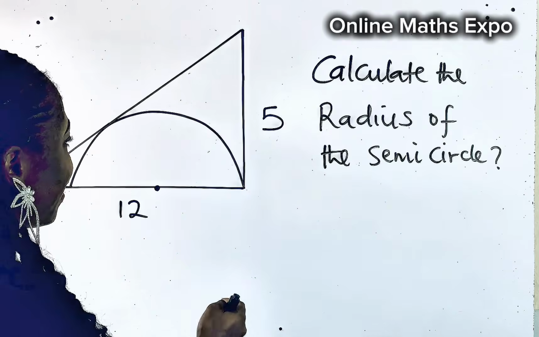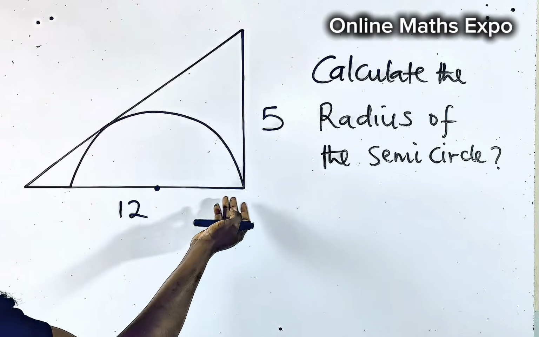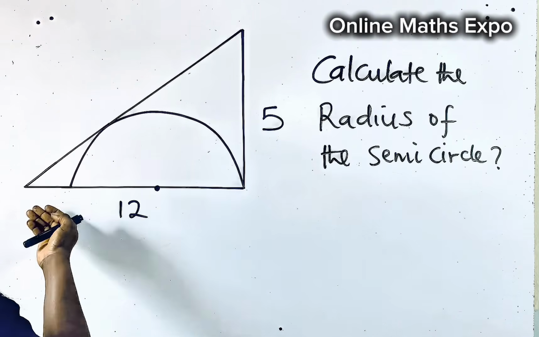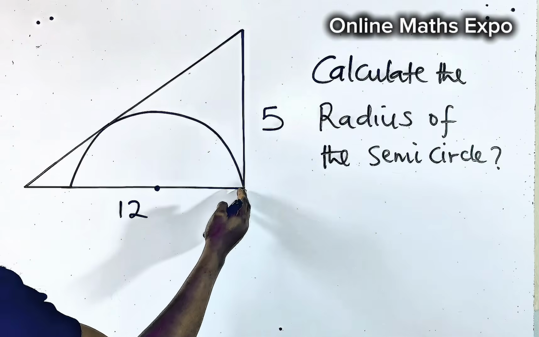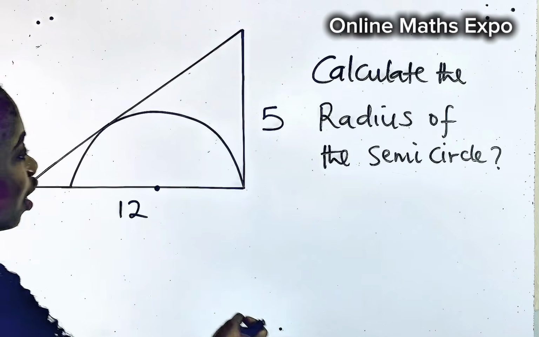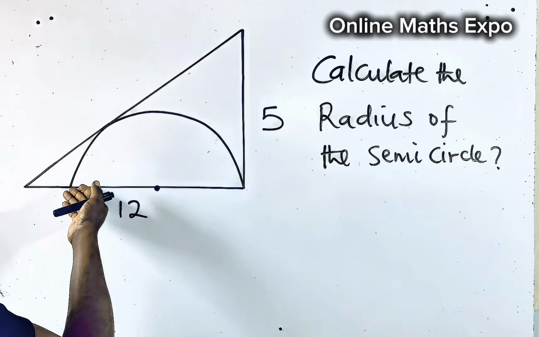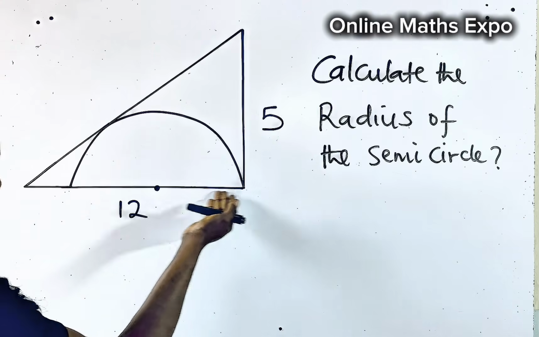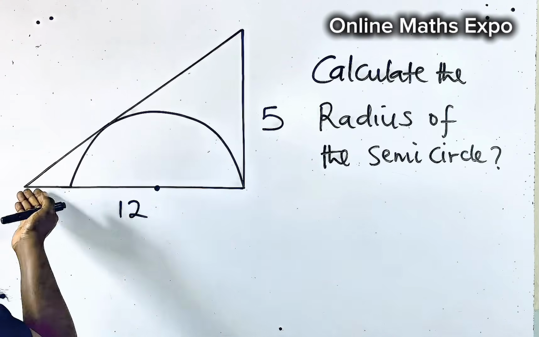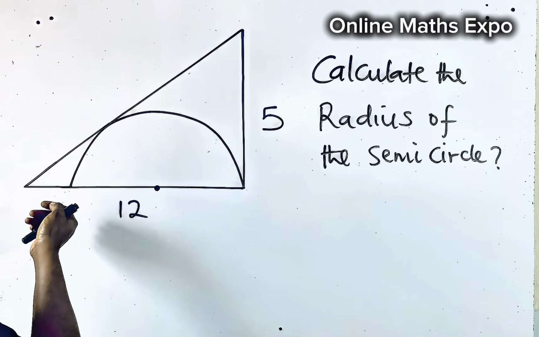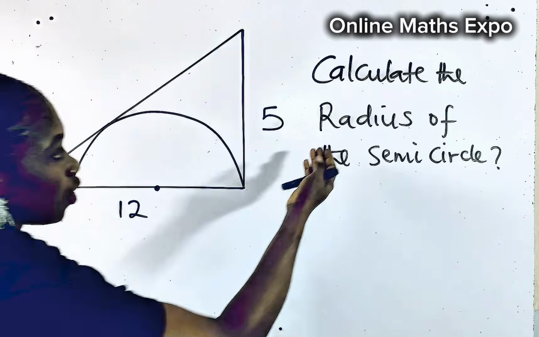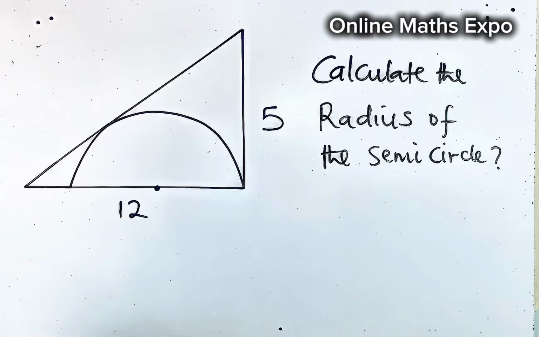We are given a right triangle. This length measures 12 units, and this measures 5 units. And inscribed is a semicircle that touches or lies on this part of the right triangle. We are asked to calculate the radius of the semicircle.